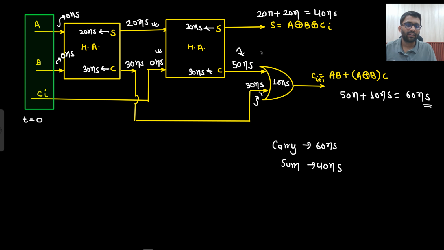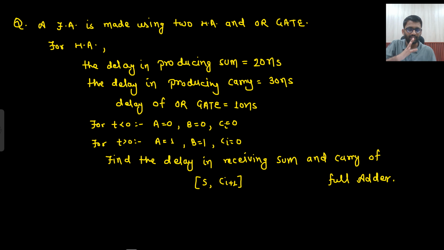So in this question it was stable at 50 nanosecond. So it gave the output at 50 nanosecond plus 10 nanosecond, that means after 60 nanosecond. So carry is received after 60 nanosecond and sum is received after 40 nanosecond. I hope this is clear. Let's move towards the next question. So the difficulty level will increase. This was the least difficulty level, now it will increase.